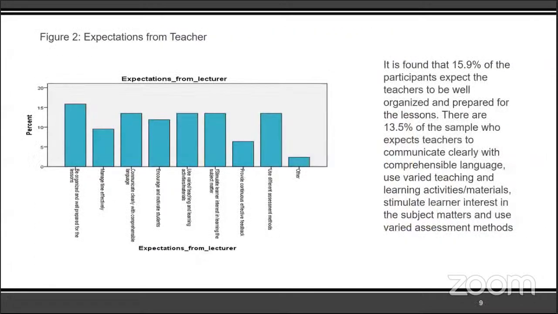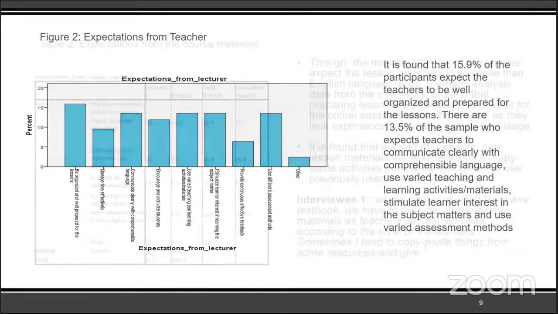And when it comes to the expectations from the teacher, it is found out that the majority of the participants expect the teachers to be well organized and well prepared for the lessons. And some of them expected teachers to communicate clearly with comprehensible language, use varied teaching and learning materials, stimulate learner interest, and use varied assessment methods.